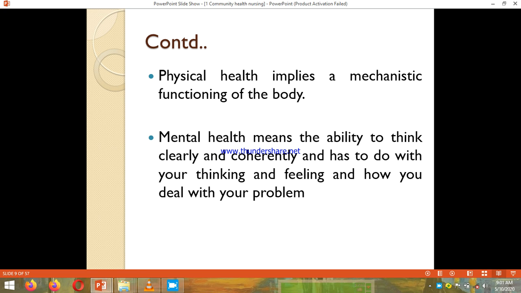When we say mental health, it means the ability to think clearly and coherently. Coherently means the ability to think in an organized way, and it has to do with your thinking and feeling and how you deal with your problems. Coping mechanism is how you deal with your problem and how you create a solution for that problem. Mental health also has two components. The first is the cognitive component and the other is the emotional component. Cognitive component means, as the name implies, the ability to learn, perceive, and think clearly. Emotional component means the ability to express emotions, anger, and happiness in a proper way.